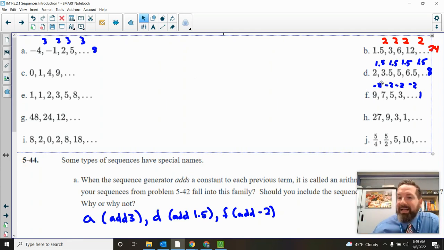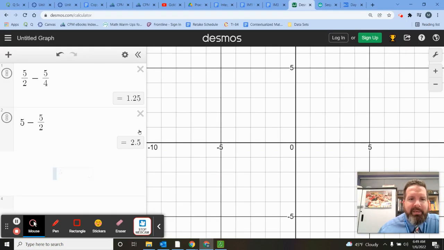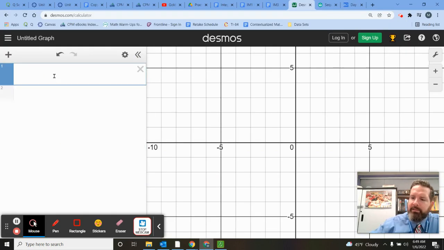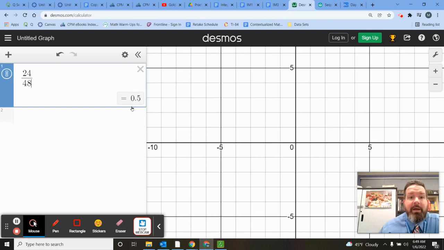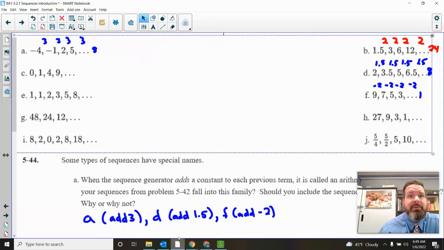Okay. We know letter F is arithmetic. Letter G. To go from 48 to 24, what do you multiply by? Remember the way to check. Take the 24 divided by 48. Let's see what we get. I'm going to clear these out. 24 divided by 48. Multiplying by a half. Okay, so multiplying by 0.5.